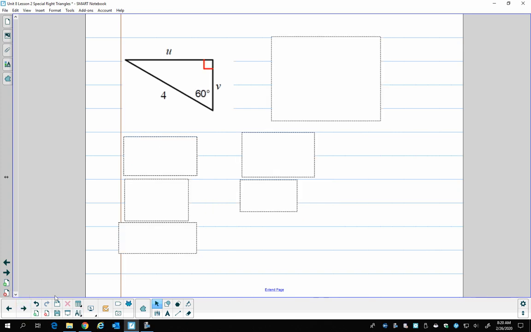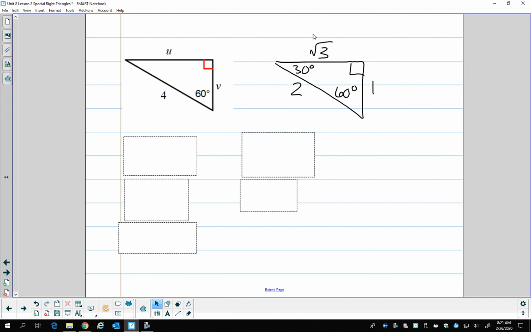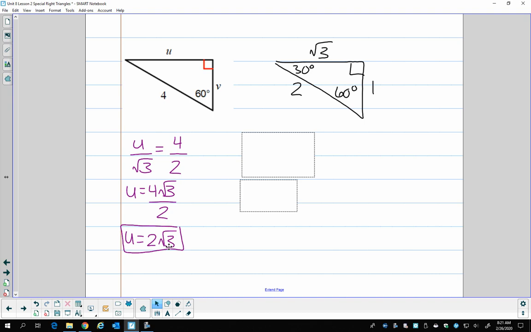Let's do one last one. Again, being consistent, going to draw my reference triangle. Make sure I have the sides labeled appropriately. I can write the ratio u over root 3 and 4 over 2. Multiply both sides by root 3. And then simplify that 4 over 2 to be 2 to get 2 root 3. You could have done 4 divided by 2 at the start and then multiplied by root 3 and gotten the same answer.